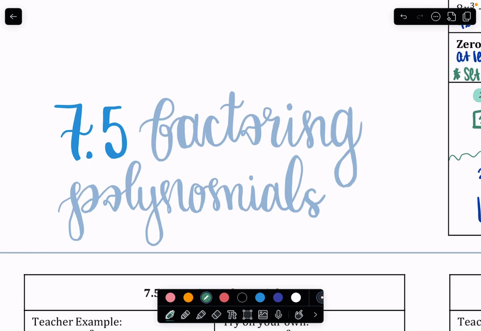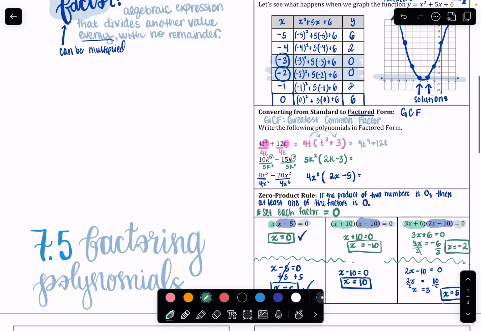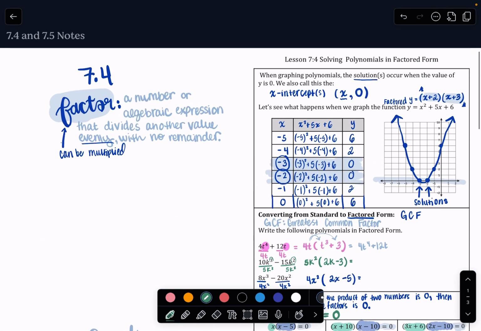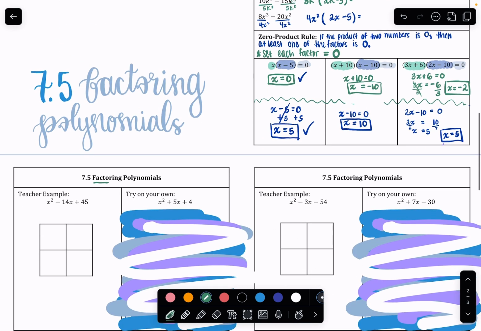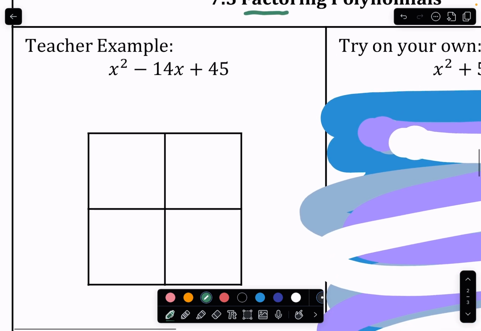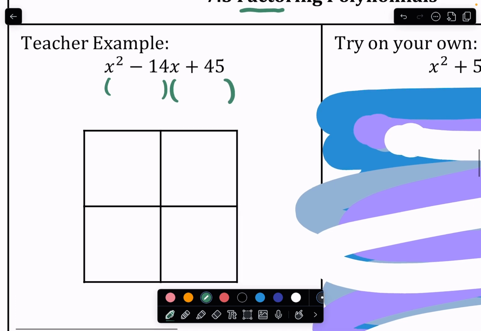Lesson 7.5, Factoring Polynomials. Just as a reminder, yesterday we looked at lesson 7.4, which was solving polynomials in factored form. So today we're going to explore how to factor polynomials. In this example, I have a polynomial, and I'm trying to figure out two factors, two things that can be multiplied together to create this polynomial. Now, to solve this, I'm going to use the box method.